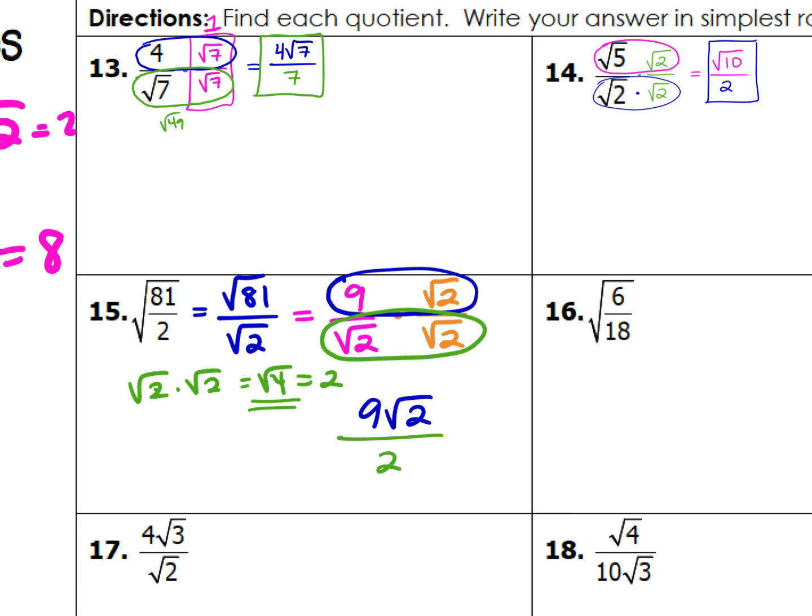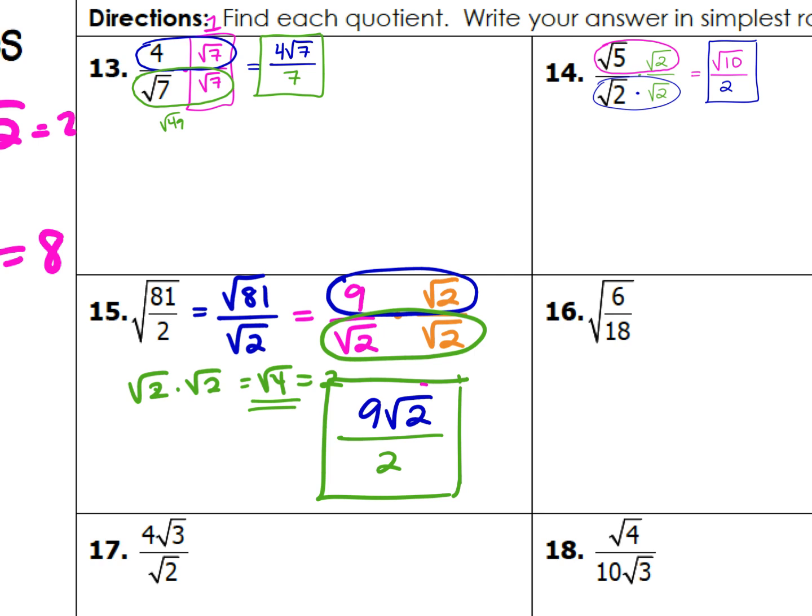Can we simplify that 9 and 2? Are those divisible? They're not. So you're just done. This is your answer. Be careful not to simplify this one either, right? One's a radical, one's not, so you can't divide those.